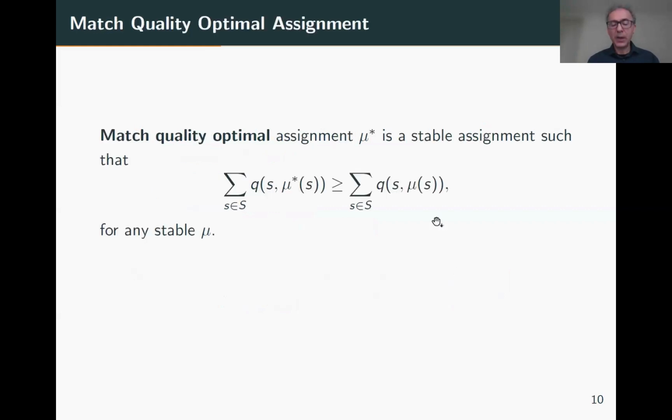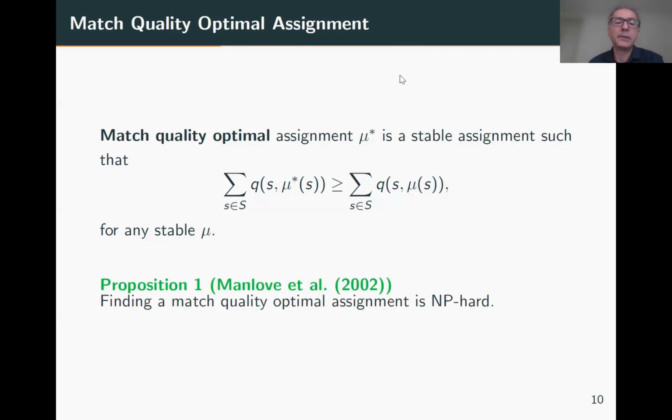And what do we want to do? We would like to maximize the sum of match quality among all stable matchings. We would like to pick a stable matching, mu star, that is going to maximize the sum of match quality over the set of all stable matchings. That is the problem that we are trying to solve. This is our addition to the otherwise standard two-sided matching problem with weak priorities. Unfortunately, this problem is not easy to solve. Finding a match quality optimal stable assignment is an NP-hard problem.